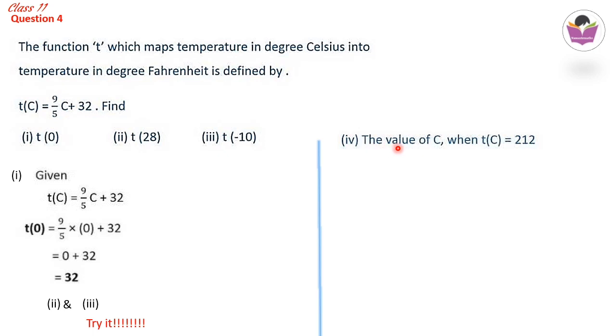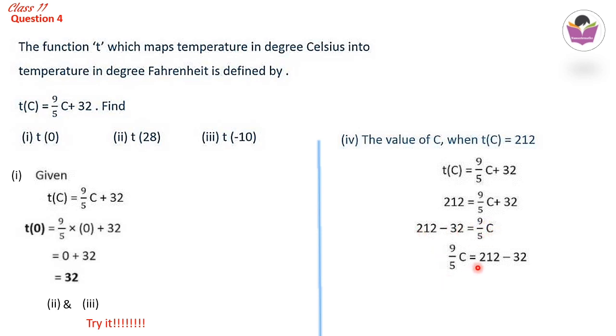Fourth question is the value of c when t of c is equal to 212. Here t of c is given to us as 212. Then what is the value of this c? That is what we have to calculate. Reverse order calculation. So t of c is 9 by 5c plus 32. That is the given function. Then t of c is given to us as 212. 212 is equal to 9 by 5c plus 32. From here this plus 32 we bring to the left side, it comes as minus 32. So 212 minus 32 is equal to 9 by 5 into c.